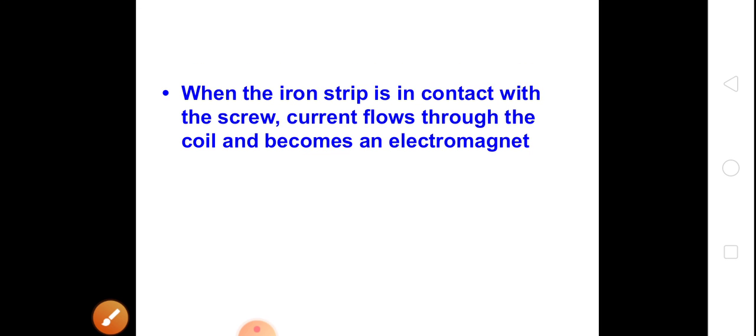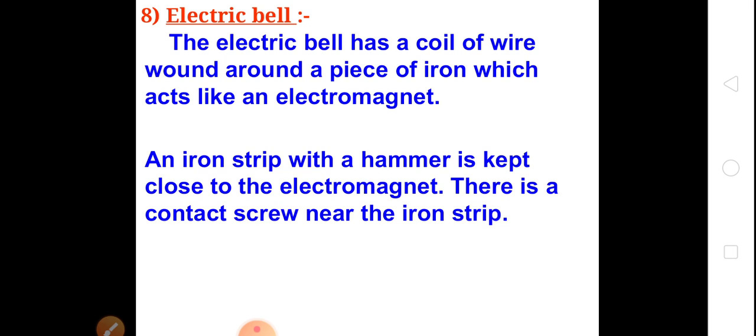Now next, that is electric bell. Electric bell is one of the most commonly used applications of electromagnets. It works on the magnetic effect of current. Clear about this, children? I repeat once again, electric bell is one of the most commonly used applications of electromagnets, and it works on the magnetic effect of electric current.